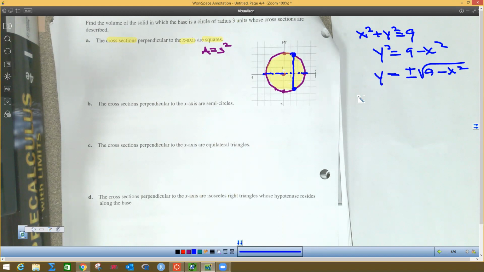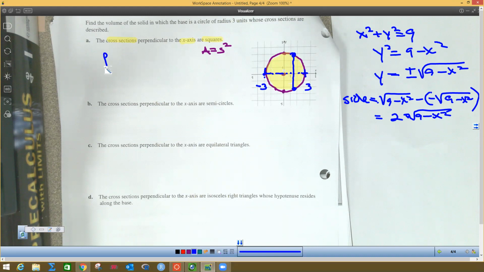So top minus bottom on this, the side of my square in this case is going to be positive radical 9 minus x squared minus the bottom, and then it would be minus a negative radical 9 minus x squared. And these two negatives make a positive, so that makes my side actually one of these plus another one of these, 2 radical 9 minus x squared. Now that's my side, so now I'm going to come up here. This left side, x value is -3. Over here, this right side is +3. So that's my integral from -3 to 3.